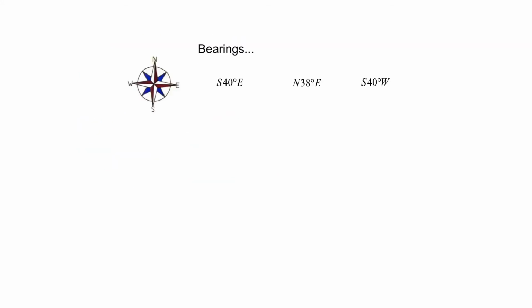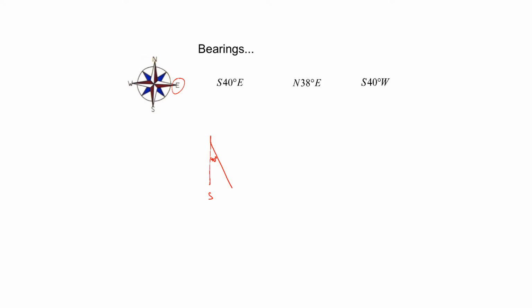So one of the application problems that we're going to be working on is about bearings, and it gives you a direction of things. Just before we get to the application, what does this mean? When it says south 40 degrees east, you have your south, so south going that way, and then 40 degrees east, so you have east on the right hand side. So from that you create a 40-degree angle from the south. So that's what bearings represent.